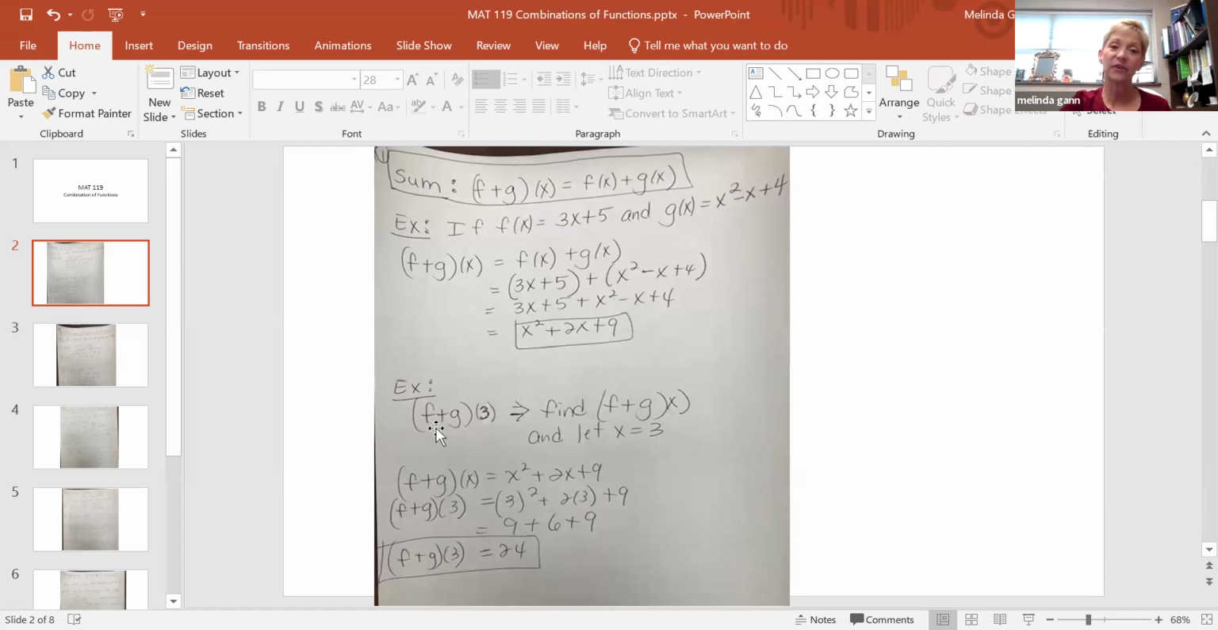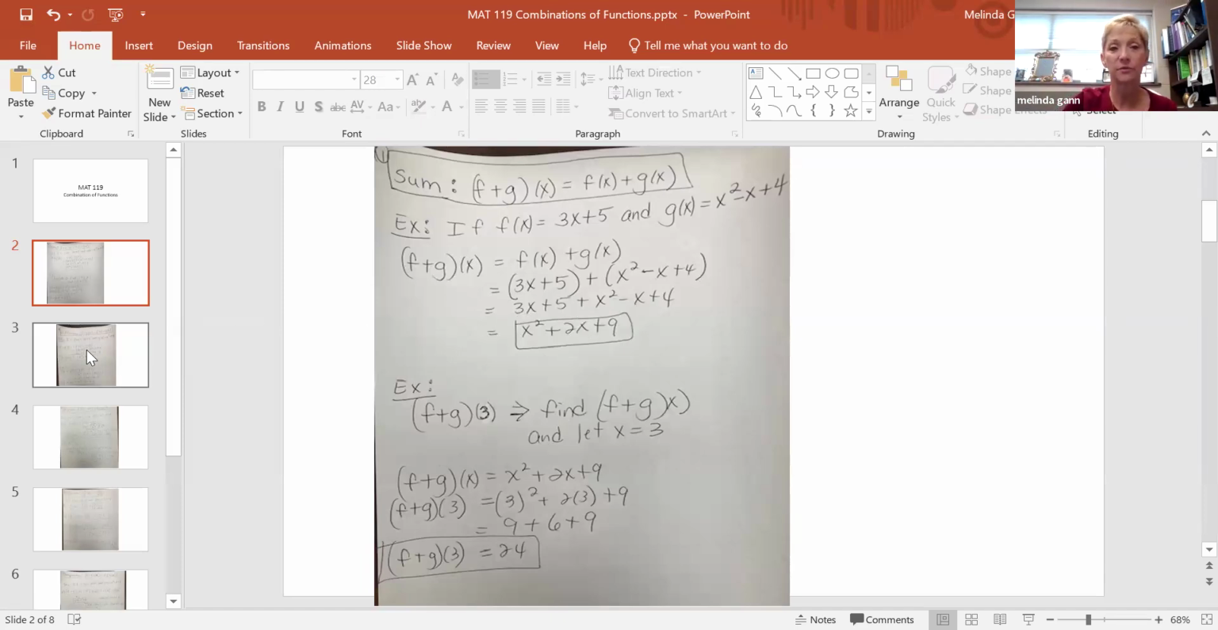So if they tell you to do f plus g at 5, you would first figure out what f plus g of x is. Then once you got that, you'd plug 5 in for x. If they wanted f plus g at -1, you'd figure out what f plus g of x is first, and then you'd plug in -1. Okay, so that's the way you add two functions together.